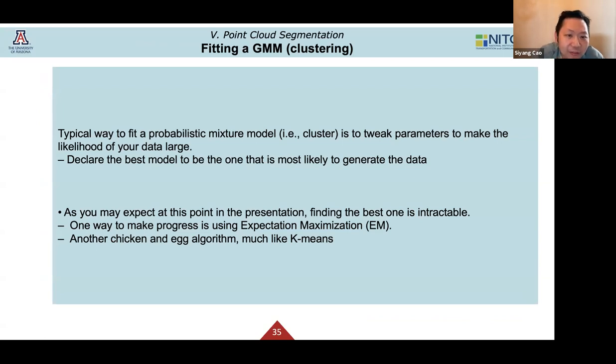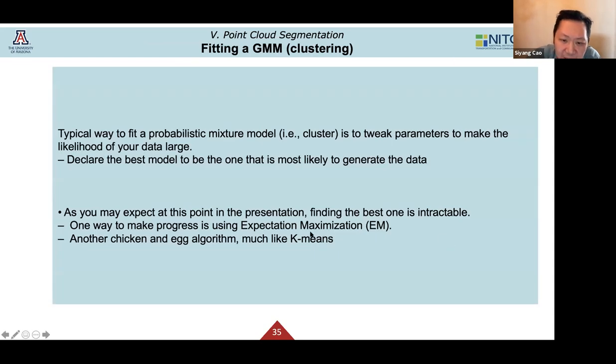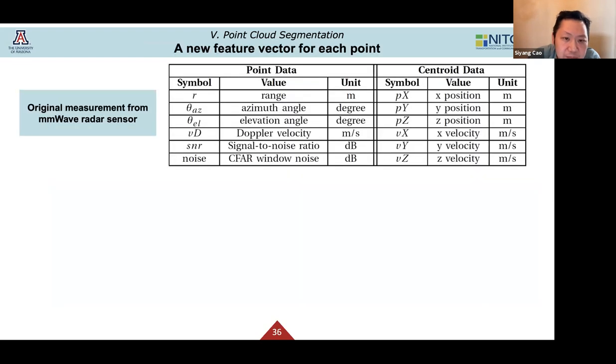A typical way of fitting a probability mixture model is to use an EM algorithm. The EM algorithm is very similar to k-means. Instead of k-means just trying to find the centroid, the EM algorithm can find the different distributions and try to fit the distributions' parameters.